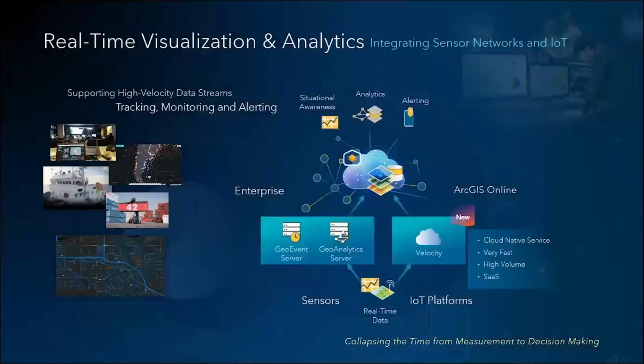Here is Esri's real-time visualization and analytics offerings, allowing users to integrate various sensor networks and IoT devices. You may be familiar with real-time and big data capabilities of ArcGIS Enterprise, where GeoEvent and GeoAnalytics Server are the two primary products that allow us to bring in and analyze large data streams. ArcGIS Velocity is a new offering on ArcGIS Online that allows GeoEvent and GeoAnalytics to work in the web, but as a software as a service component.